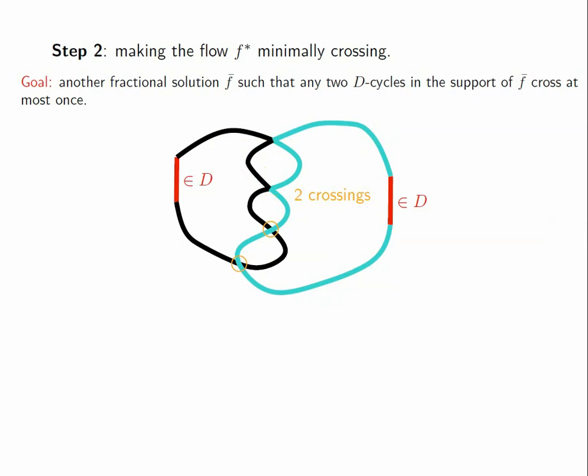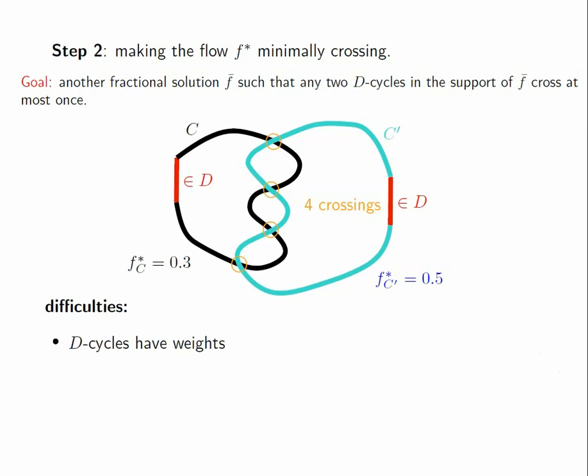We will repeat this operation until any pair of cycles cross at most once. Although this procedure looks very simple, analyzing it and proving that the total number of uncrossing operations is polynomial is surprisingly tricky. The difficulty comes from the fact that cycles have fractional weight, and the uncrossing operation must take the weights into account in order to keep the solution feasible.